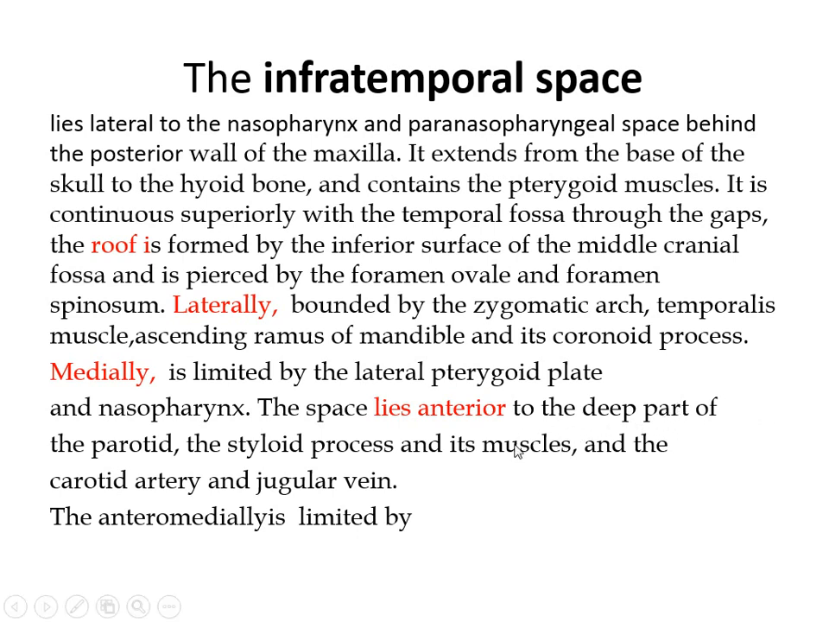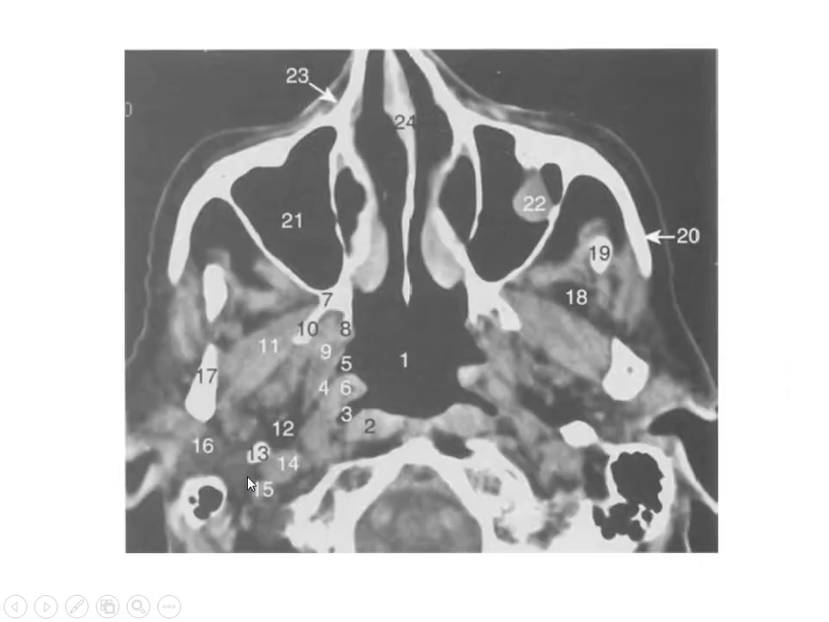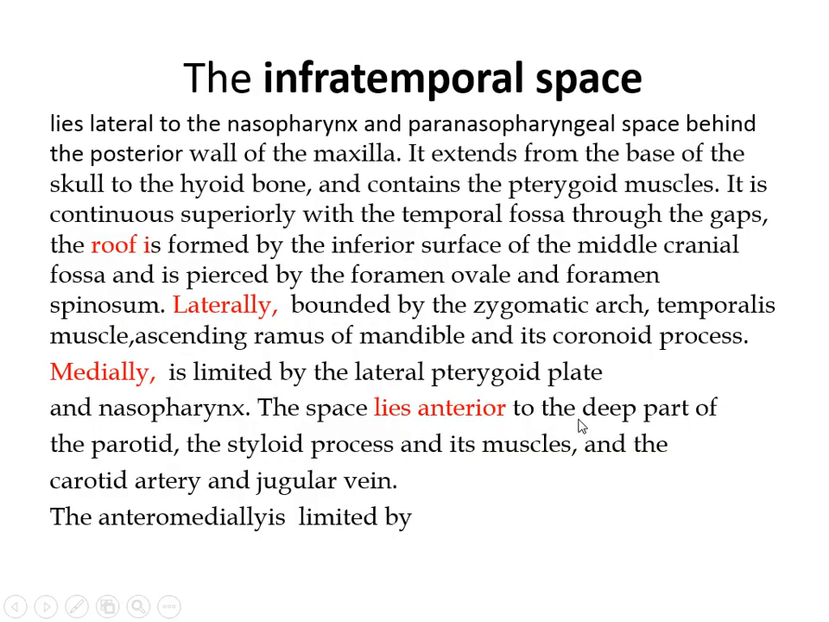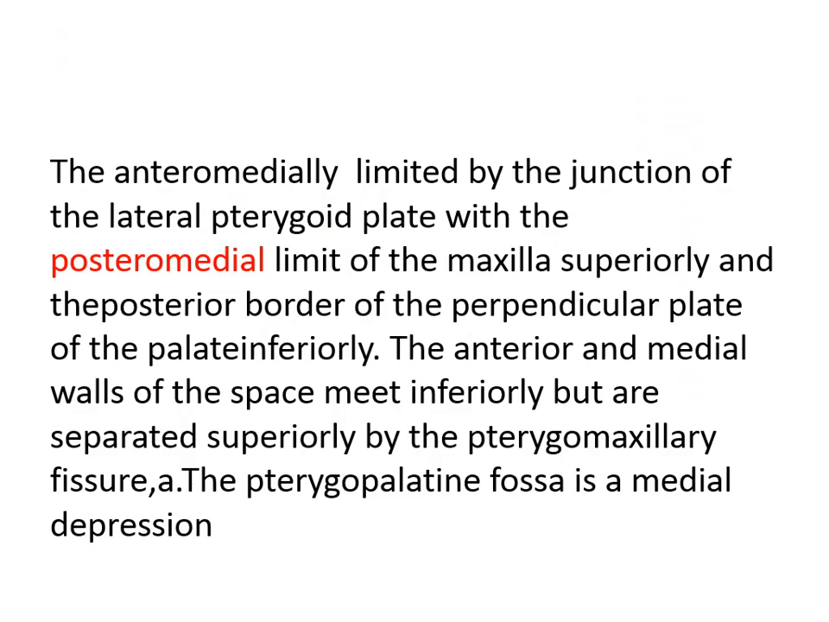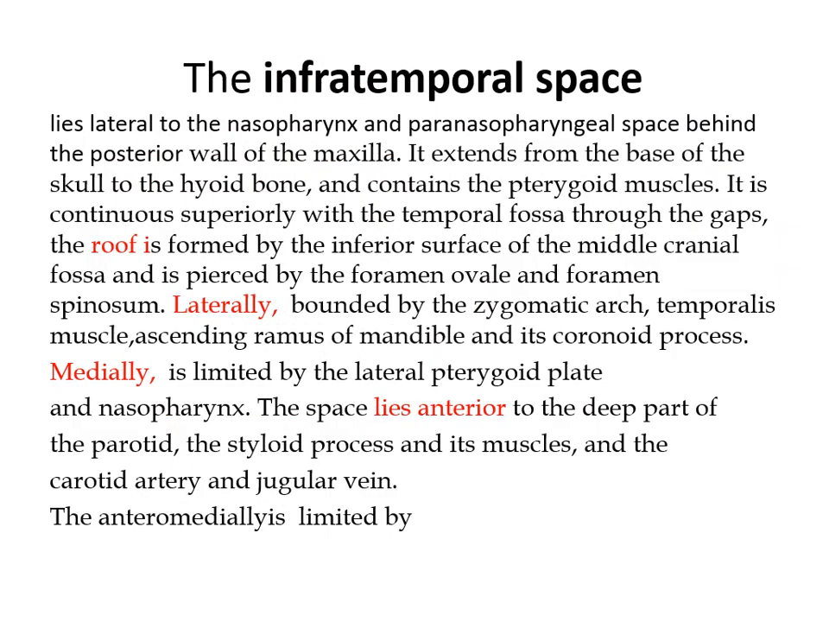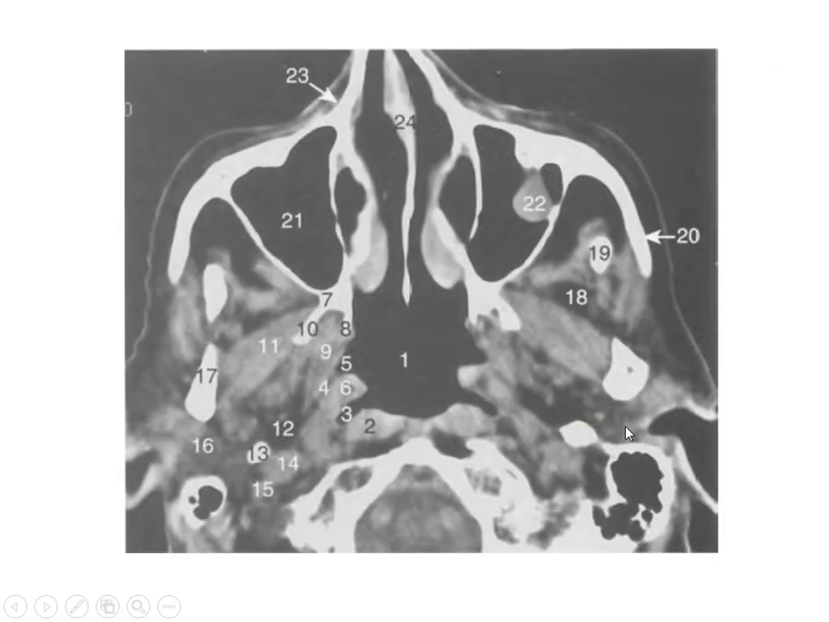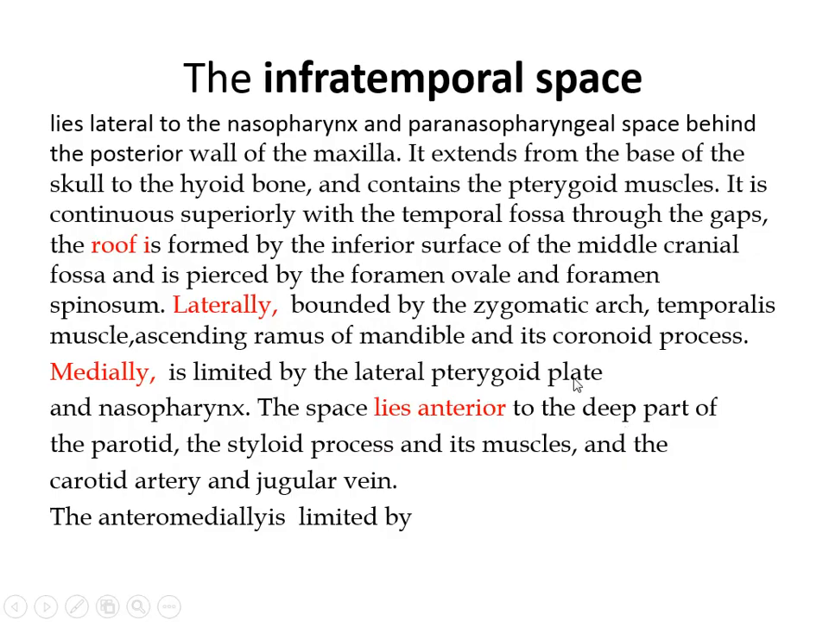The space is related to the deep part of the parotid gland. This is the deep part of the parotid gland, which lies lateral to the ramus of the mandible. The space is lateral and inferior to it, anterior to the deep part.